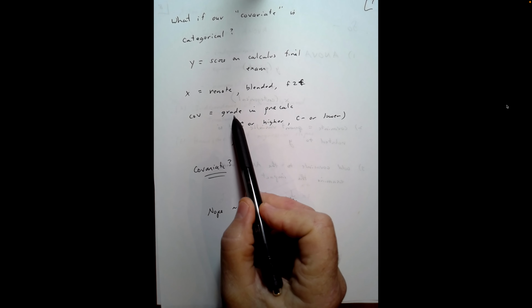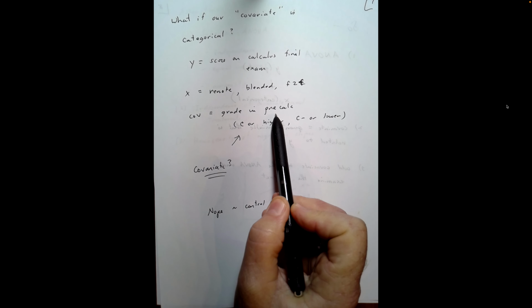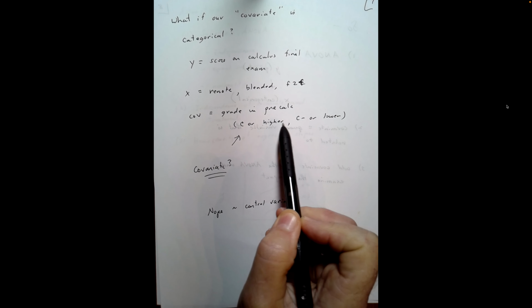What if the covariate we want to control for is grade in pre-calc, and we've dichotomized that as C or higher, or C minus or lower? Is this a covariate? A lot of debate on that, a lot of discussion out there about this. I think no, I think it's not. I think we call that a control variable, but to me, a covariate is always quantitative. Now, what if the grade in pre-calc was the final exam score in pre-calc, 82%, 78%? Then it's quantitative, and I think that is a classic covariate and something that we may want.